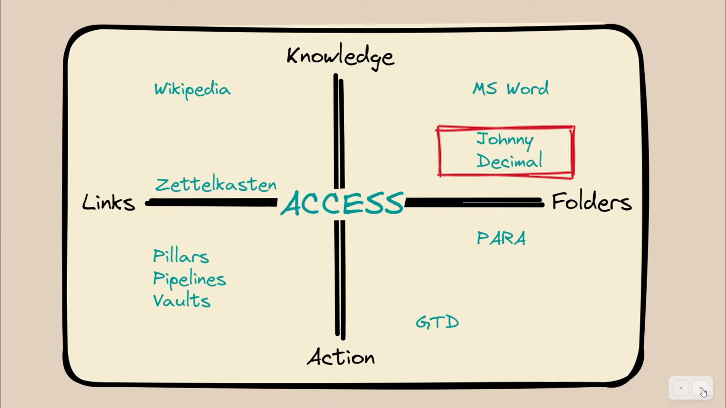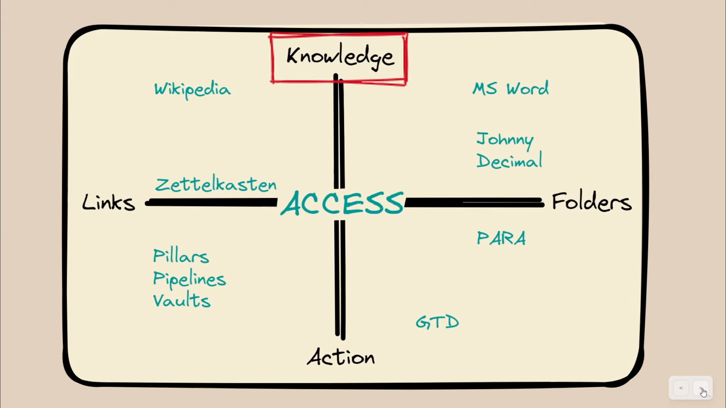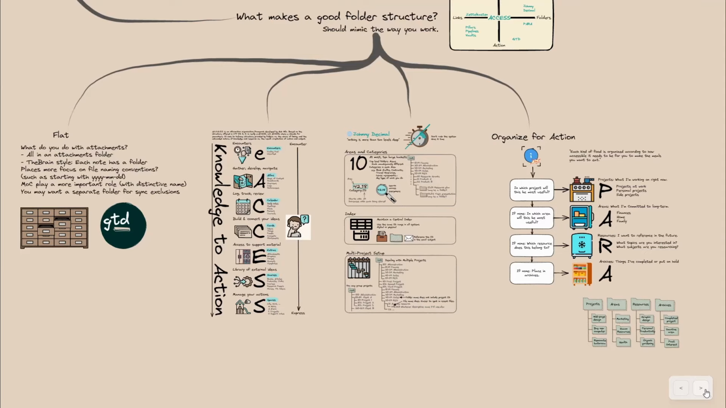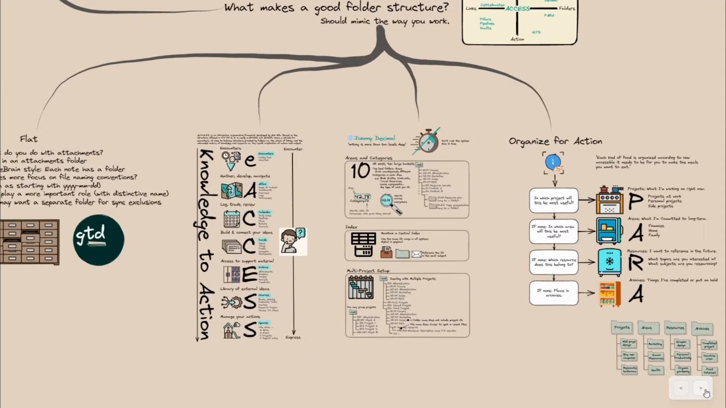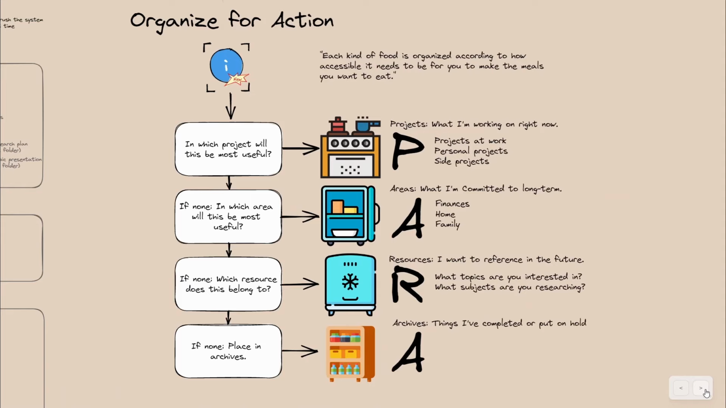Johnny Decimal is also strongly folder-based, but it's more geared towards creating a reference archive than a workflow system. And finally, Zettelkasten is a link-based system that emphasizes knowledge management and exploration. Now let's explore each of these systems in more detail. We'll start with the Para method, which is a great way to get started with organizing your files if your primary aim is to get things delivered.